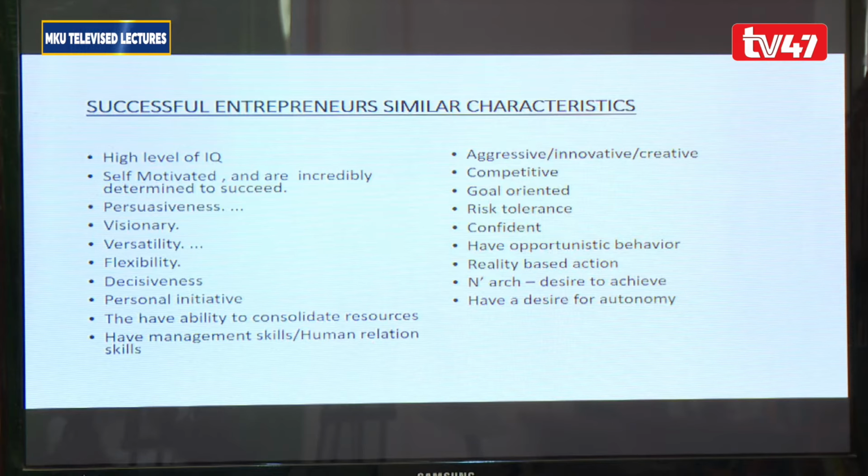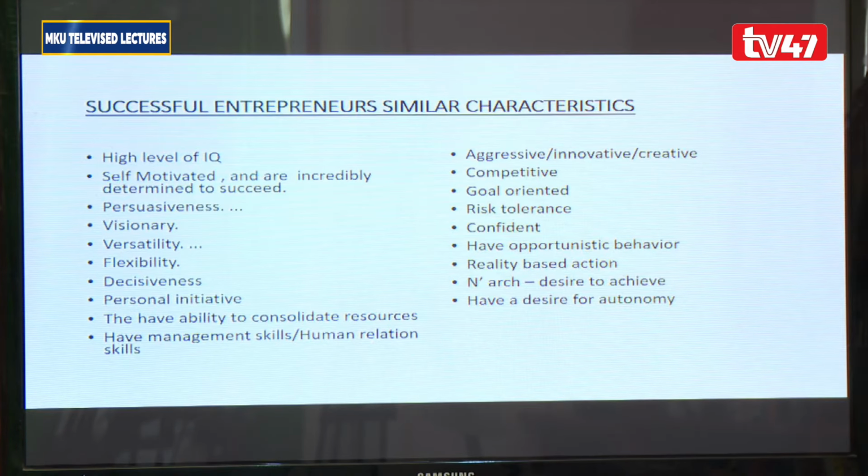Another characteristic is that they have a desire to be autonomous. And that is why, in our next slide, we are going to see that those who are entrepreneurs finally become self-employed because they have that desire to be autonomous. They want to be the people to make their own decisions, to implement their own ideas without being limited, and to be able to control things. They have what we call locus of control. So they want to have that.